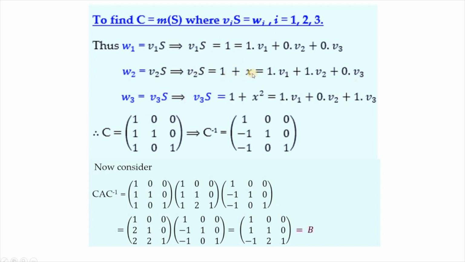So we have this to be 1 into V1 plus 1 into V2 plus 0 into V3, because there is no x square term. And coming to this, you don't have any x term, so here 0 comes. So the corresponding matrix, when we write it, will be 1, 0, 0, 1, 1, 0, and then 1, 0, 1. We can easily compute the inverse of this matrix. On computation, we get C inverse to be this matrix.